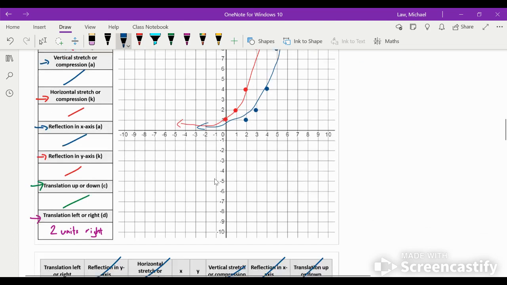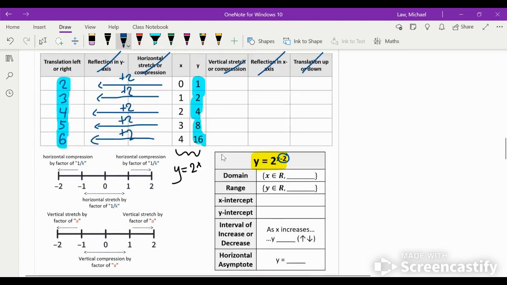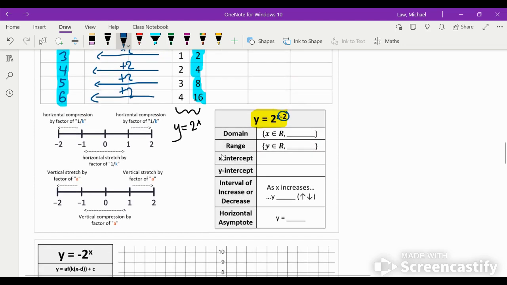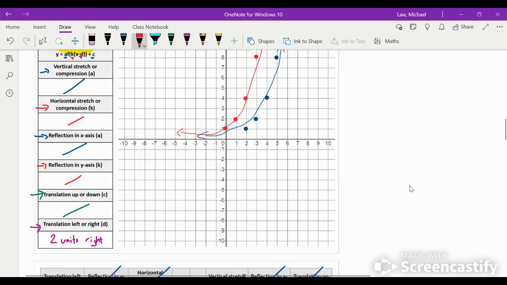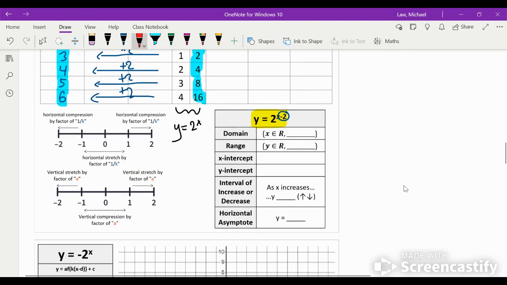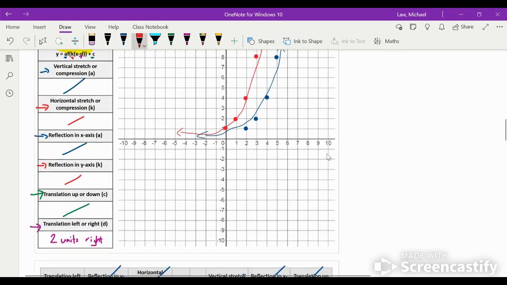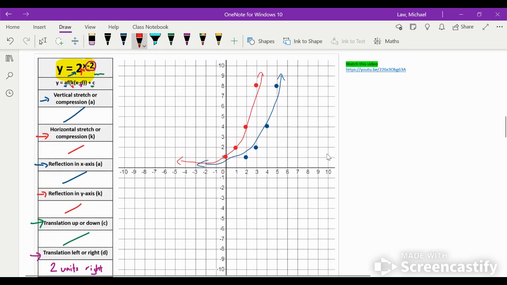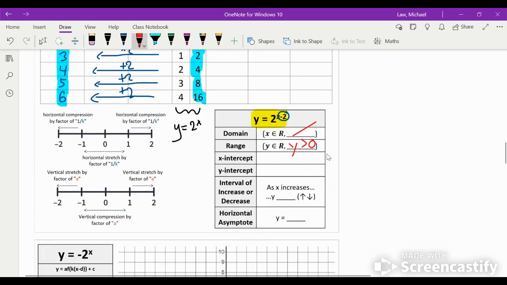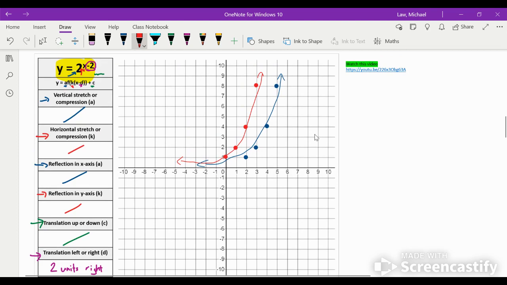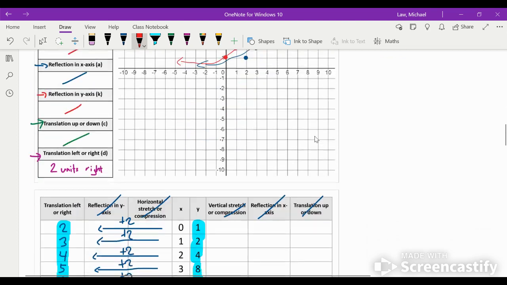Okay. Next up, let's determine the properties of this exponential function. Okay, so the domain is going to be x is an element of the real numbers. There's nothing really to say here. In terms of the range, it is still going to be y is greater than 0. This is related to the horizontal asymptote, which has not really changed, and we'll talk about that shortly. There are no x-intercepts, and the y-intercept has definitely changed.